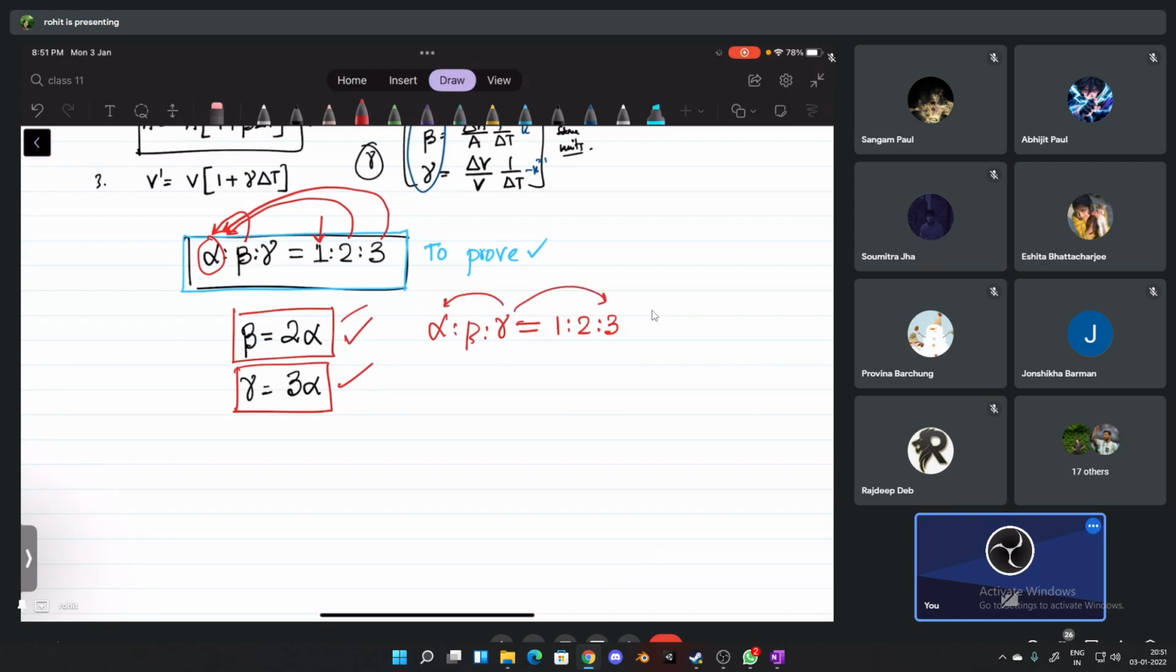I think you can understand why gamma is 3 times of alpha. Gamma is like we are talking about expansion in 3 dimensions. Beta is like we are talking about expansion in how many dimensions? 2 dimensions. So it's double of the expansion in 1 dimension. That's why this ratio is like that. So we are going to prove it. It's a very simple proof.